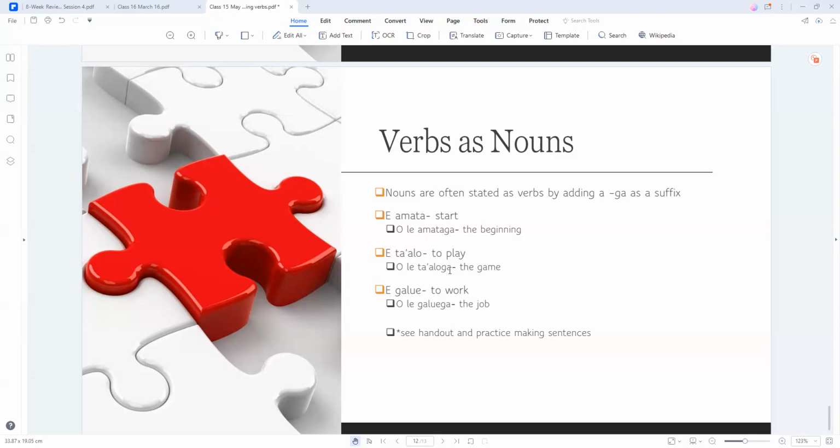So you have to use it in a noun phrase kind of format. Ole ta'alonga, the game, as opposed to the verb, e ta'alo, to play. Ngalue is to work. So you can put any verb tense marker in front of that. But whenever you say ngaluenga, you wouldn't say ole a ngaluenga. Well, you might hear people say that, but technically it's not correct. Ngaluenga is a job. So if you say ole ngaluenga, that is the job.